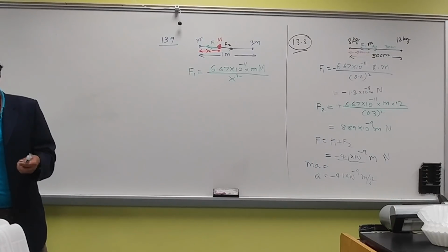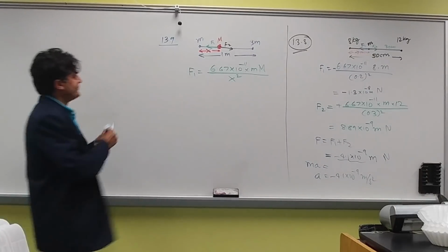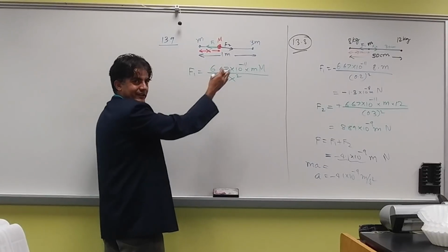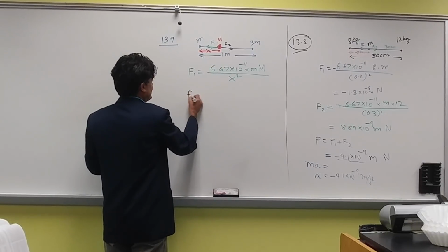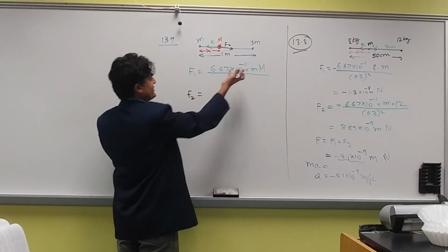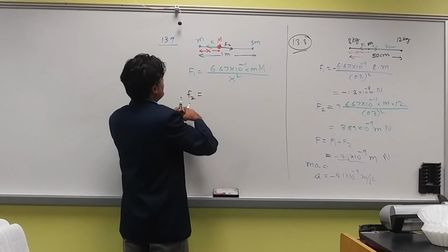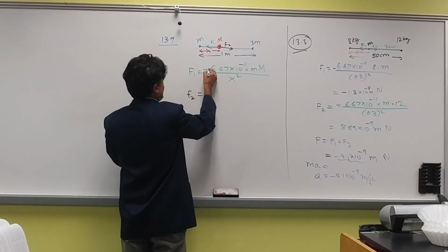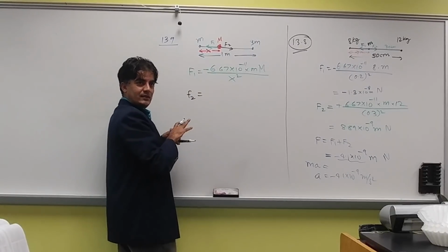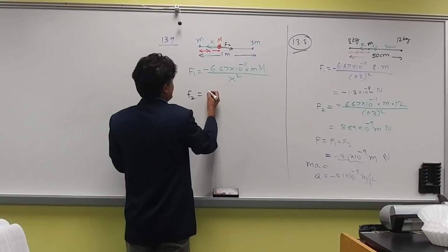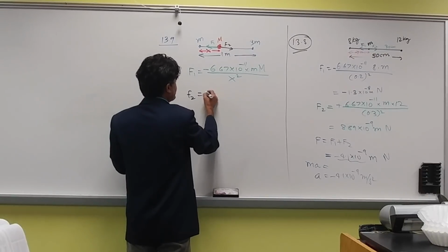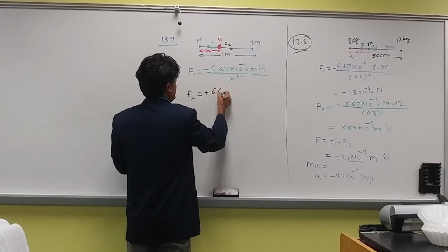What is F2? F2 is black. Okay, what is black? F2. I'll leave it like this. There's no simplification there anyway. So F2 is what? Well, this is negative, right? Because this one is on the left side. It is negative. And the other side is what? F2 equals positive because it's on the right.